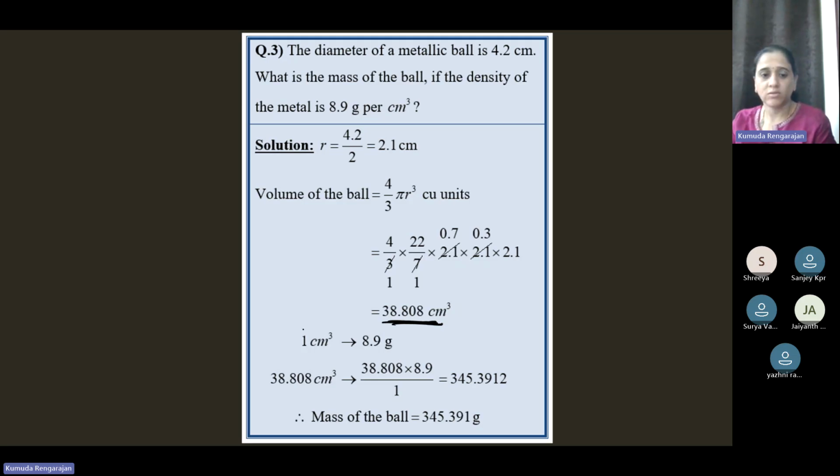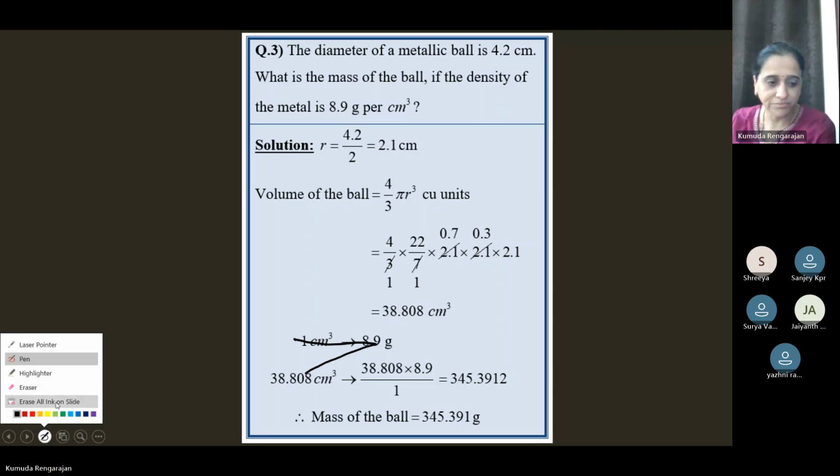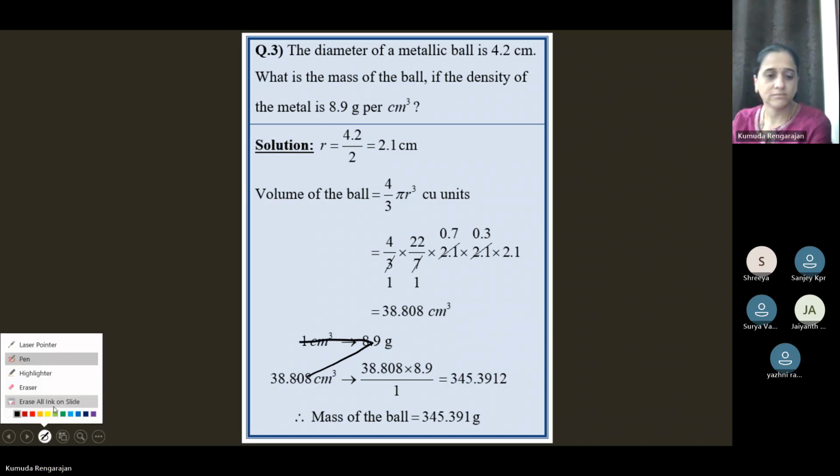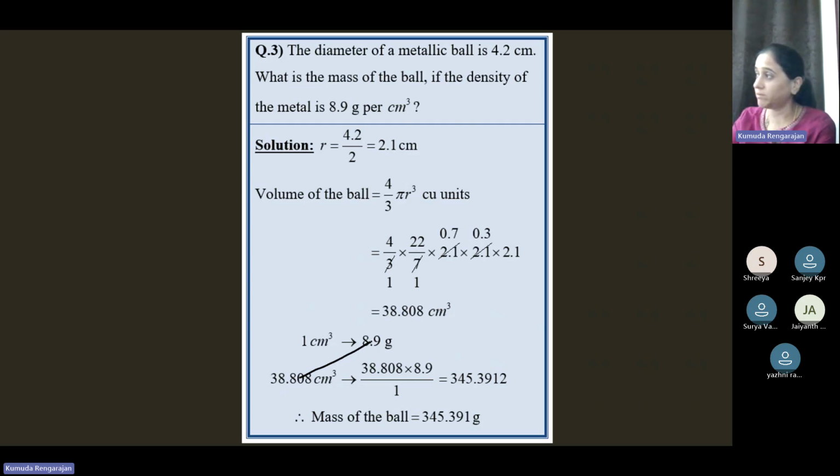38.808 centimeter cube. So 1 centimeter cubed is 8.9 grams. 38.808 centimeter cube will be into 8.9. So what you see here is actually, 1 centimeter cubed is 8.9 grams, 38.808 centimeter cube will be this into this divided by this. That's how it's done. We know we have to multiply these two, but it's this number into this number divided by this number.